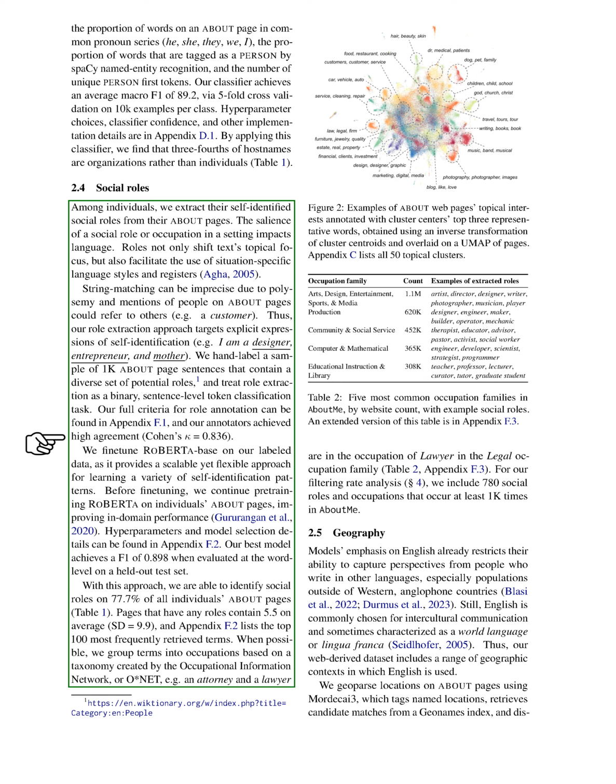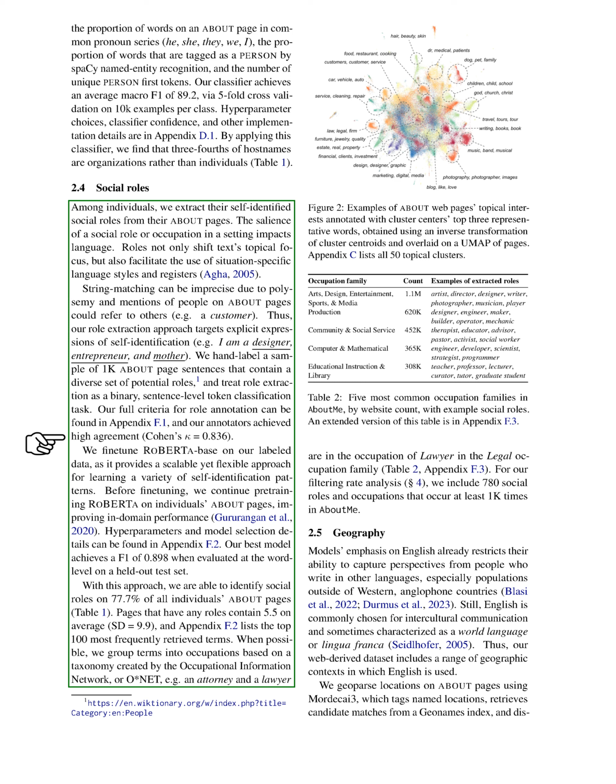Among individuals, we identify their social roles from their About pages. The prominence of a social role or job in a setting influences language use. Roles not only change the focus of the text, but also encourage the use of specific language styles. However, identifying roles can be tricky due to the ambiguity of language and the possibility of referring to others. So, we focus on explicit self-identification statements like, "I am a designer, entrepreneur, and mother."